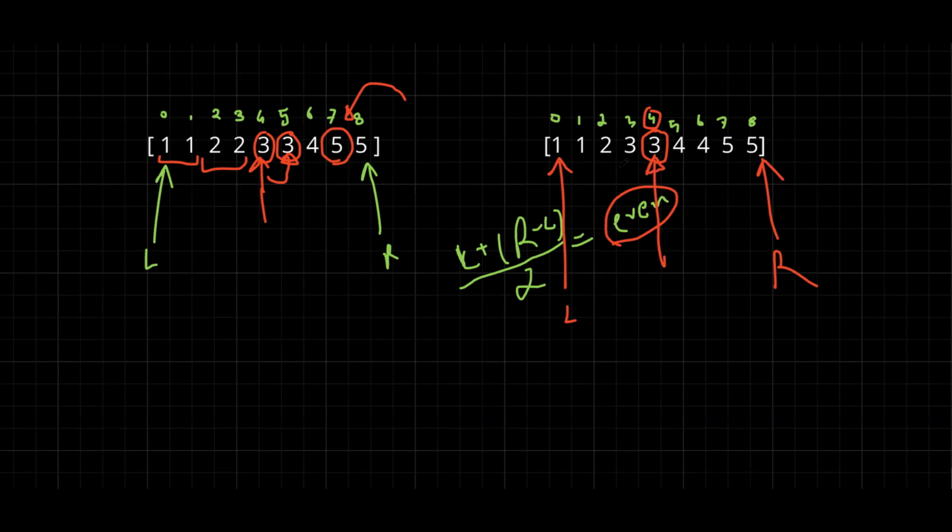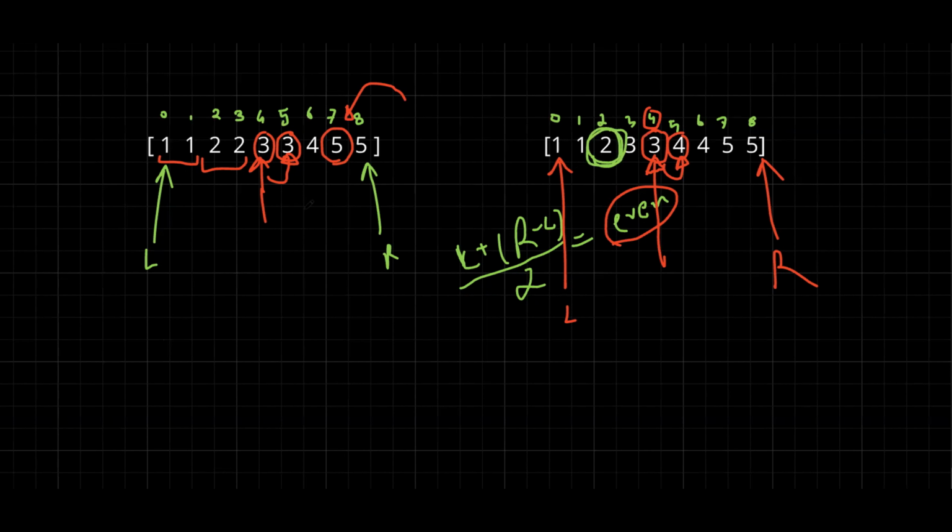Now again, we will check whether the mid value and its next value are equal or not. Here, the mid value is 3 and its next value is 4, which is not equal. That means we can say that the single element must be in the left side of the array. So it is the other intuition.